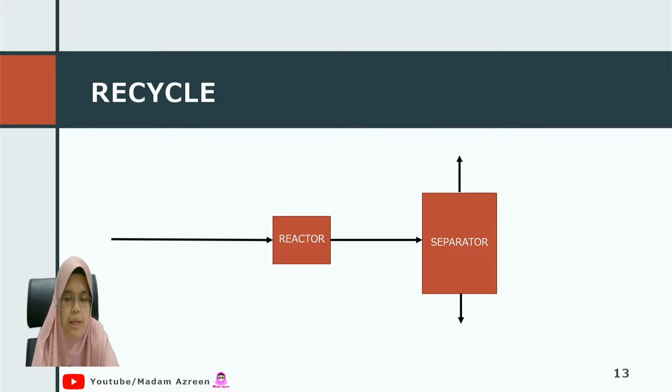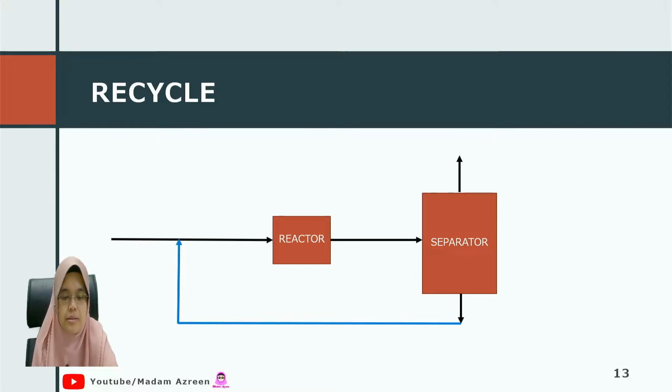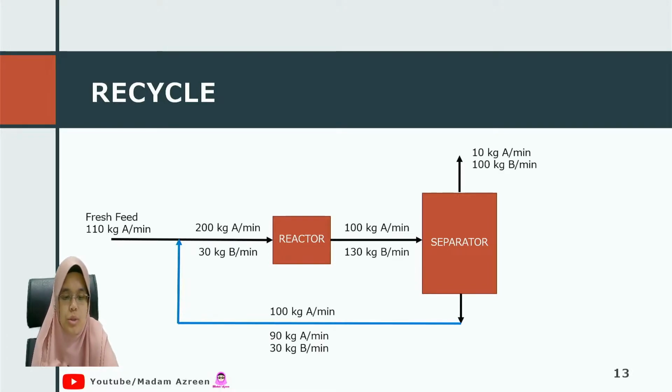Okay, and we have to separate between the product and the unreacted reactant, not a reactant, it is unreacted. And we do a recycle. This blue line is a recycle stream. So to do a material balance about it, later on we will go into a detailed example. This is how people do a mass balance about it.